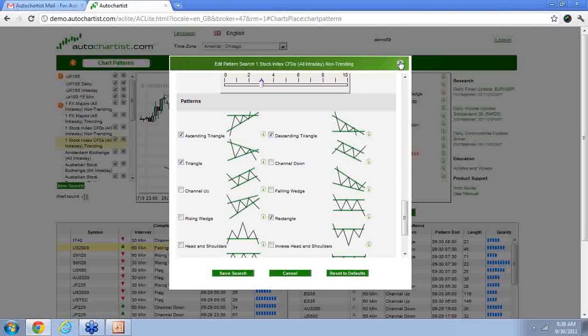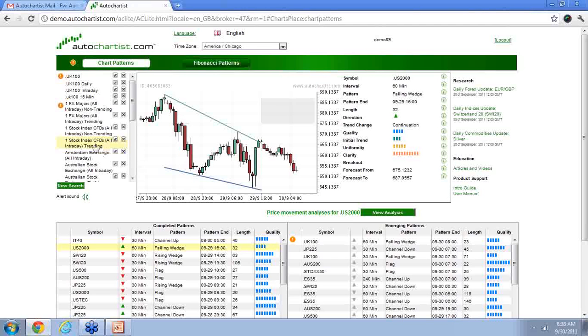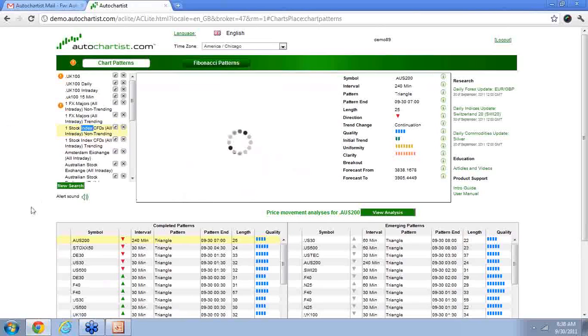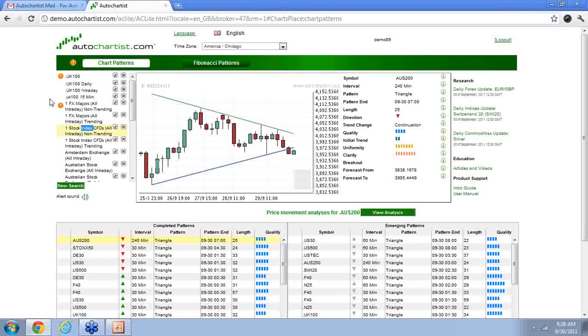So now that I've selected non-trending patterns, I want to look at what's happening in the stock indices from a non-trending standpoint and see if there's any fresh signals developing this morning. You can see from these orange dots that it looks like there's something in the UK, the FTSE, and maybe some of these currencies. But here's what's happening in the stock market.